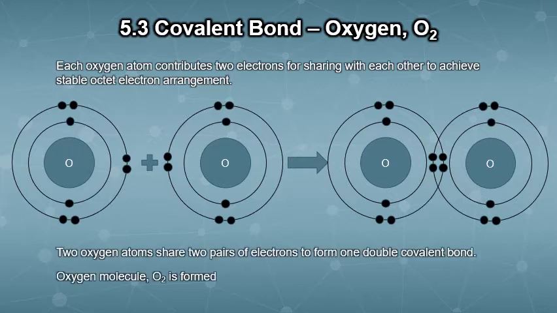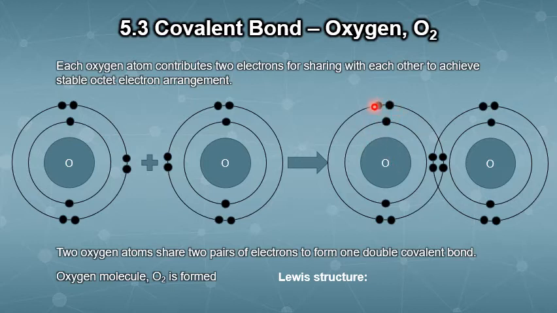Okay, look at the process, how they share. Each oxygen atom contributes 2 electrons for sharing with each other to achieve a stable octet electron arrangement. So we have 2 oxygen atoms here with 6 valence electrons. 1, 2, 3, 4, 5, 6. This one also 1, 2, 3, 4, 5, 6. So what they do is they contribute 2 electrons for sharing. Both contribute 2 electrons.